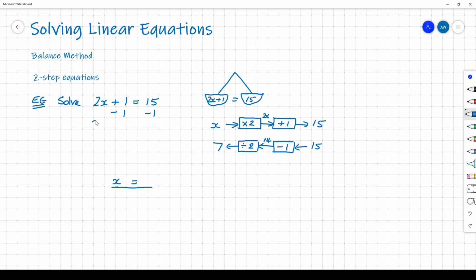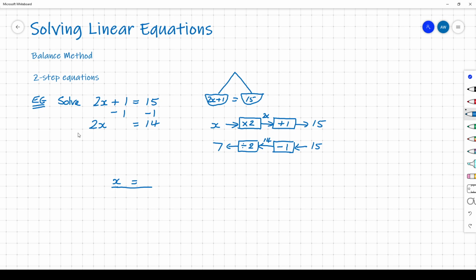Moving down the page, 2x didn't touch it, so it stays 2x. Equal sign, keep those in a line. 15 take away 1, 14. Yeah, I forgot to mention this in the last video. I always keep my equal signs in a line, so it's really easy to read and understand for myself and anybody else.